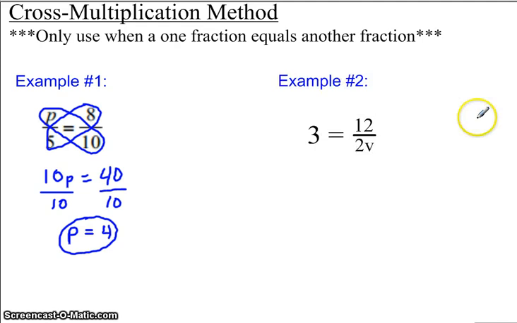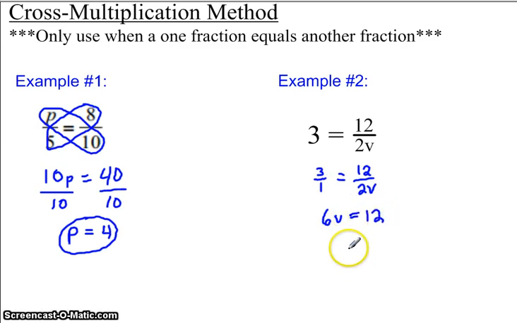Show you another example here. Example 2 is 3 is equal to 12 over 2v. Now I just told you that the only time you can use cross multiplication is when you have one fraction equaling another fraction. So what we got to do is change this 3 into a fraction. We can do that by saying it's 3 over 1. So 3 over 1 is equal to 12 over 2v. Now we can cross multiply. 3 times 2v is 6v. 1 times 12 is 12.